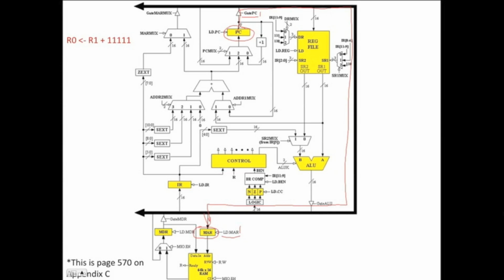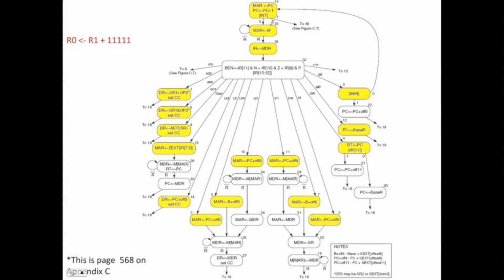The other thing is the PC is incremented, so the PC will also go this way to here, is incremented, and comes to this mux. The PC mux needs to select this input, which is 0, 0. So that data will come through here, back to PC. LD.PC needs to be 1 so that the data will be stored in the PC register. Next state is state 33.